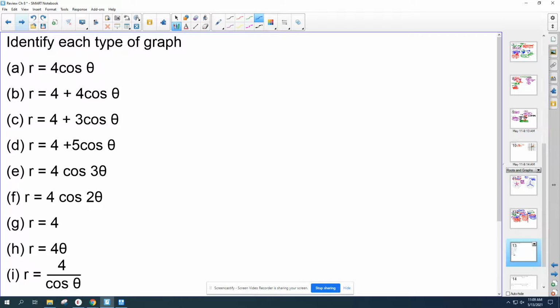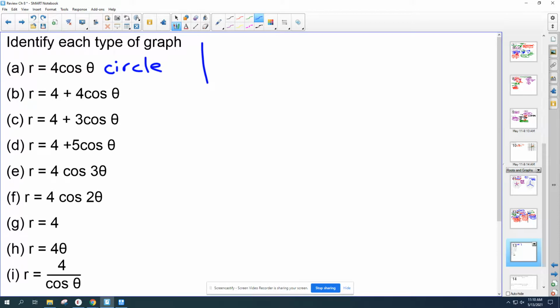Next, identify the graphs, okay? Identify the shapes of the graphs. So this is kind of a multiple choice matching type question. You need to be able to tell me what shape you're looking at without having to graph it, okay? So 4 cosine theta is a circle.